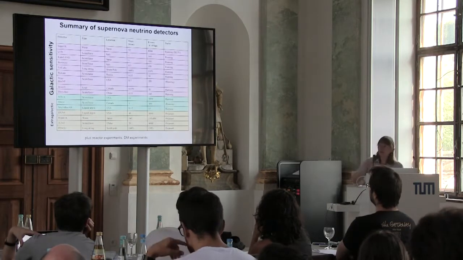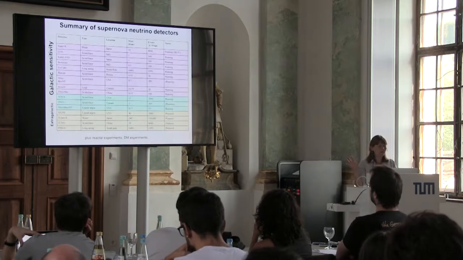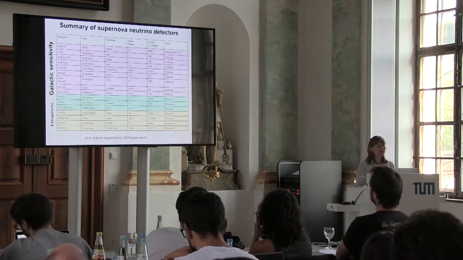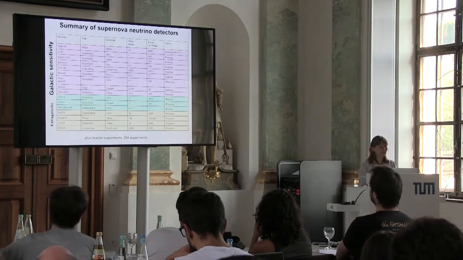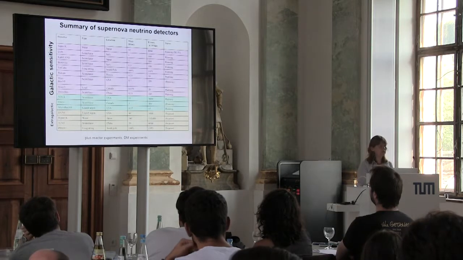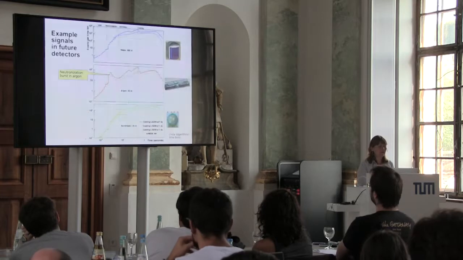Okay, here's my big summary table. You don't have to look at the details of this. I just want to give you the impression there's a bunch of detectors. The purple ones are online now and sensitive to supernova neutrinos. The green ones are recently turned on. The yellow ones are in the future, but some of them not so far away.